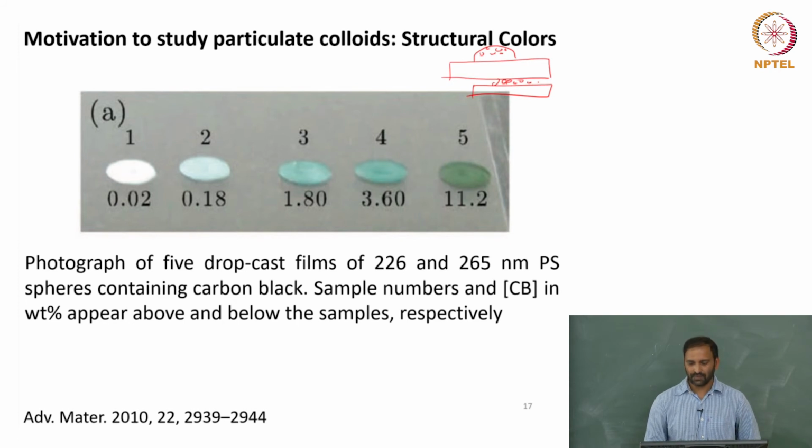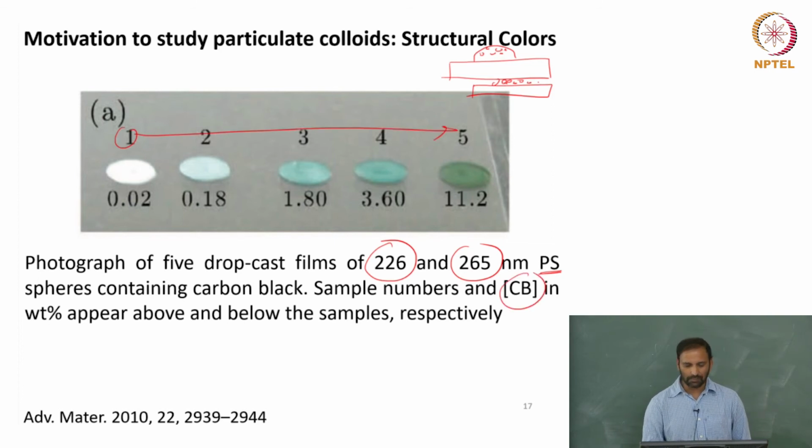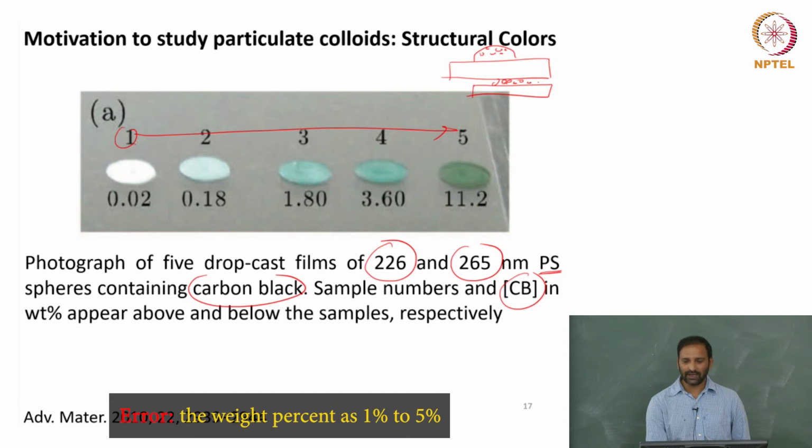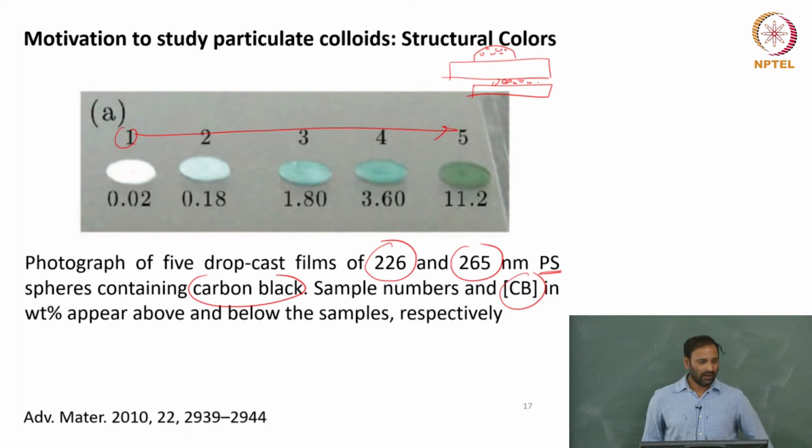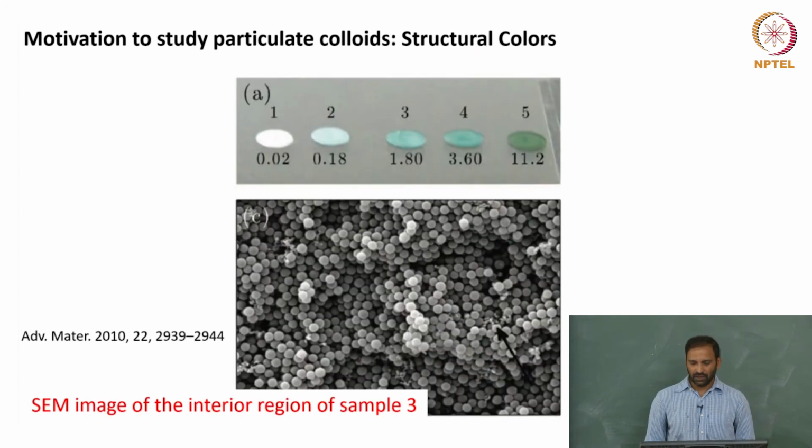You have 5 different samples, and all of them contain particles which are 226 and 265 nanometer in size. These are polystyrene particles, and what is being changed in the sample from 1 to 5 is the fraction of carbon black added to the sample. The concentration goes from 1 weight percentage to 5 weight percentage, and you can clearly see that the colors are very different. If you do microscopy, the microscopy of sample 3 looks something like this. When you have such drop casting and the particles are finally deposited, you can clearly see from these that it is not a regular arrangement.